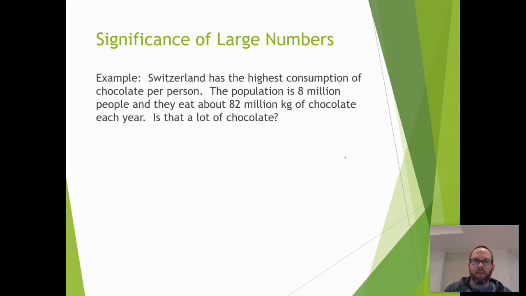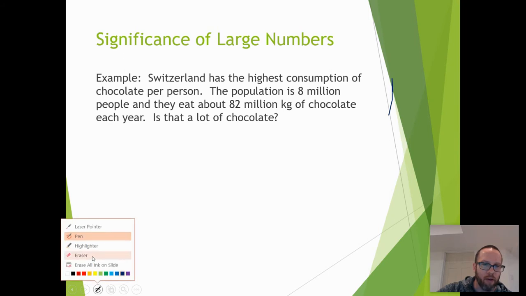So Switzerland has the highest consumption of chocolate per person in the world. The population is 8 million people, and they eat about 82 million kilograms of chocolate each year. So 82 million kilograms, that's a big number. But when we look at the specific details, is that actually a lot of chocolate per person? Let's just do some calculations here. So 82 million kilograms for 8 million people. Let's find out how much is that per person, first of all?